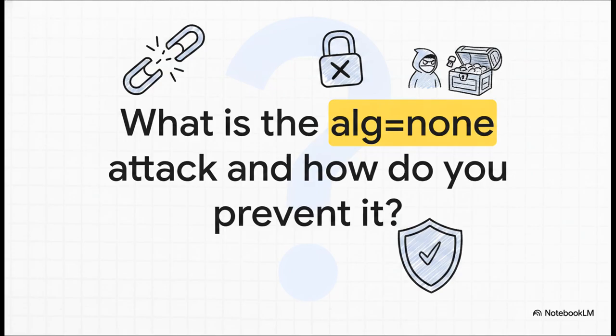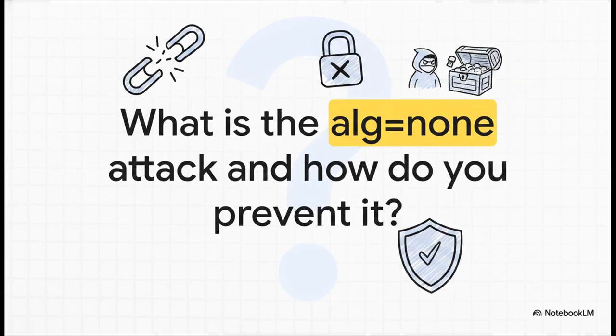All right, let's pivot to a high-stakes technical interview scenario. JWT is super easy to get started with, but it is dangerously easy to get wrong. If you're sitting in an architect interview, you might get asked this exact question. What is the alg equals none attack? It's a classic. The alg equals none attack exploits poorly configured JWT libraries.